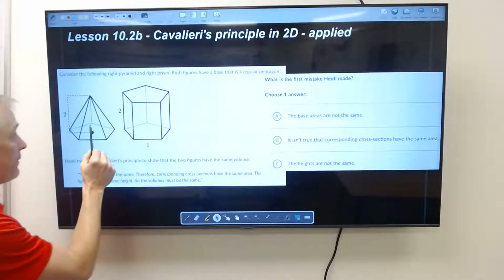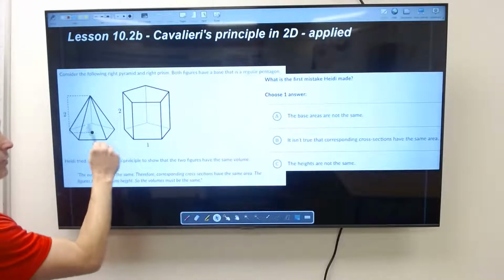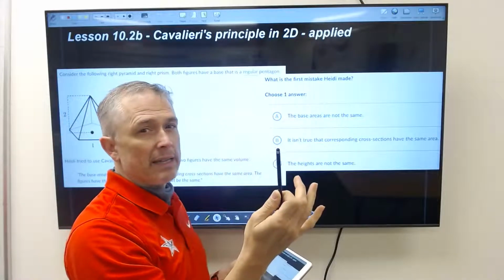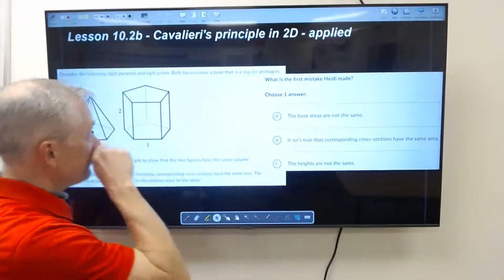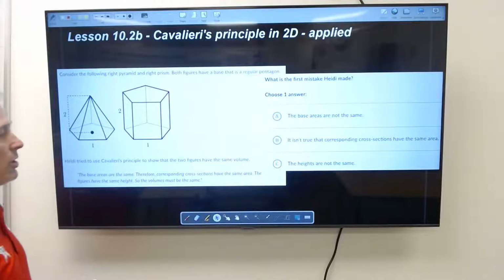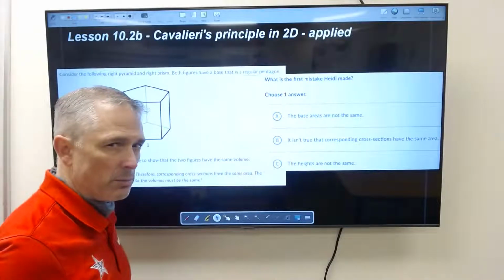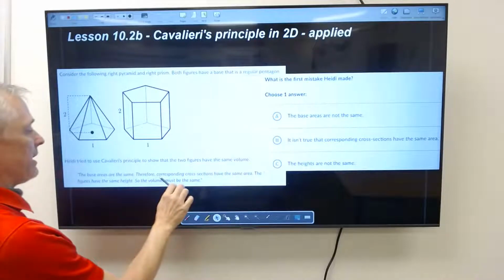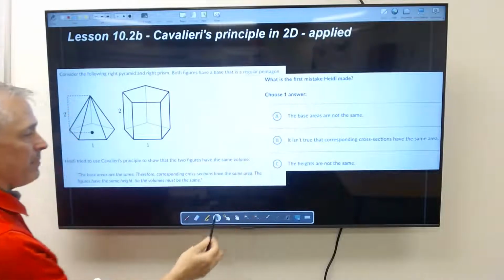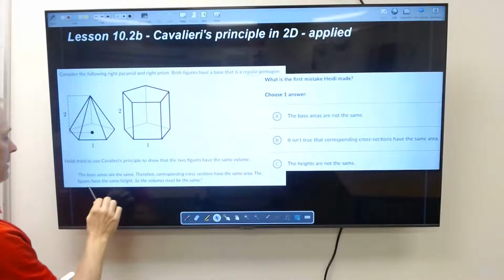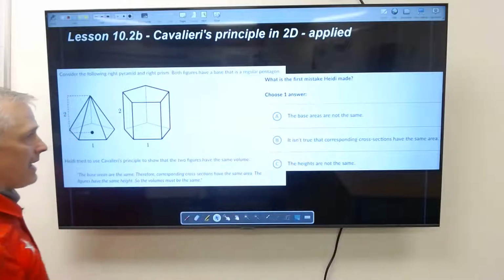Like we said in the last video, if I fill this up with water, 3 of them will fit in there. We can't really do that as well graphically as you could with the cube like they did. Now, Heidi says to use Cavalieri's principle to show the two figures have the same volume, or she tried to. Okay, what was her first mistake? I think that. The base areas are the same, therefore corresponding cross sections have the same area. Well, no, they don't. That doesn't have the same area as that. The figures have the same height, so the volumes must be the same.